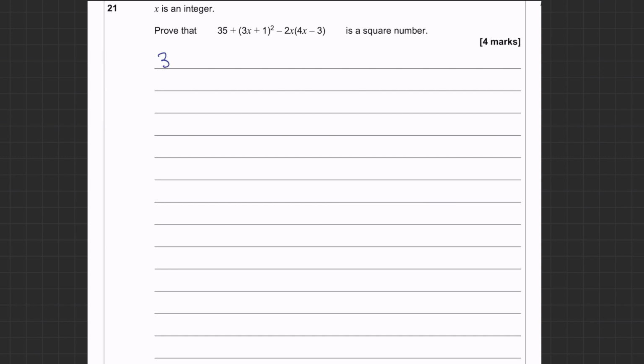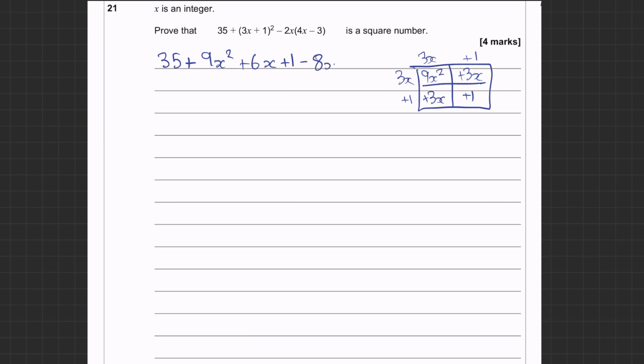So we've got 35 plus (3x plus 1) squared. I'm just going to draw a little grid here to expand it out. So 3x plus 1, 3x plus 1. So we've got 9x squared plus 3x plus 3x plus 1. So we've then got 9x squared plus 6x plus 1. And then expand the second set of brackets out. Minus 2x times 4x is minus 8x squared.